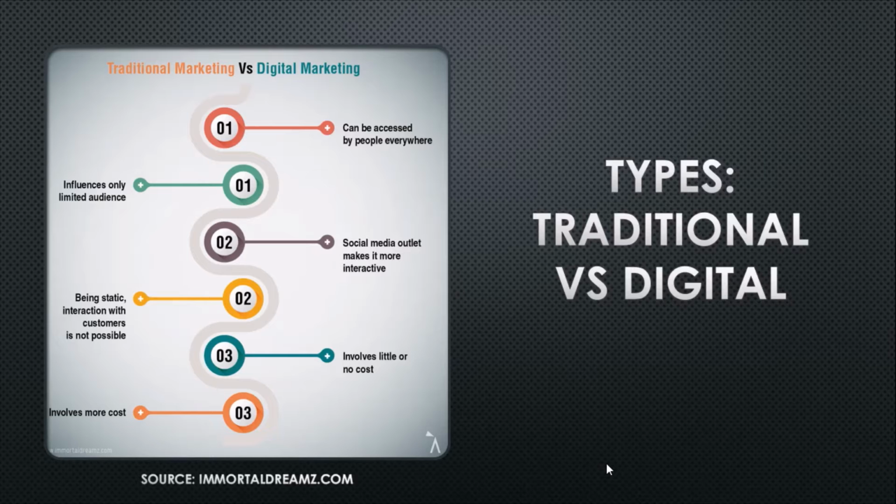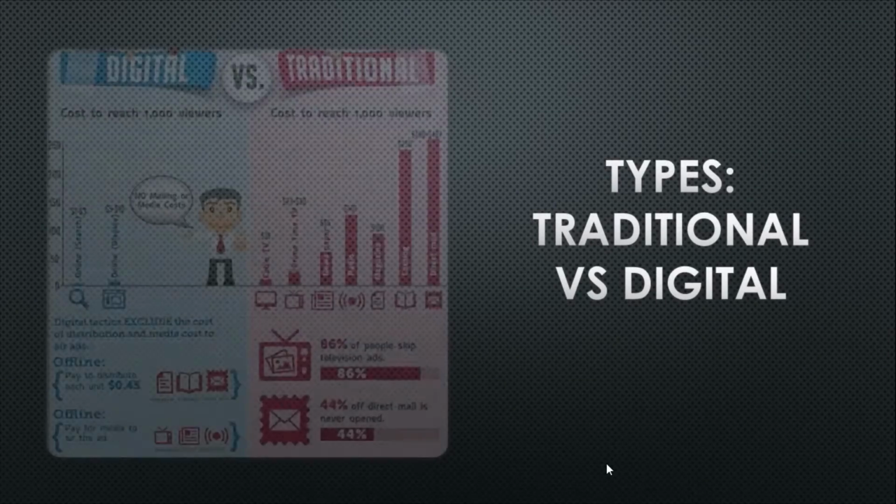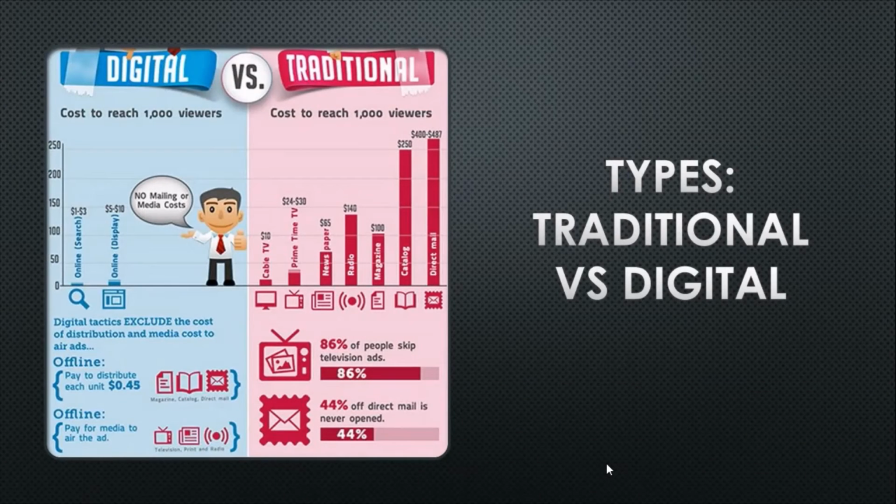The source is taken from immortalstein.com. Now let's see the cost involved. So when it comes to digital, the cost involved to reach 1,000 viewers is around $1 to $3 or $5 to $10. When it comes to search advertising, it is $1 to $3, and display advertising, it is $5 to $10. These types of advertising are related to Google Ads, which we'll be seeing in the upcoming lessons.